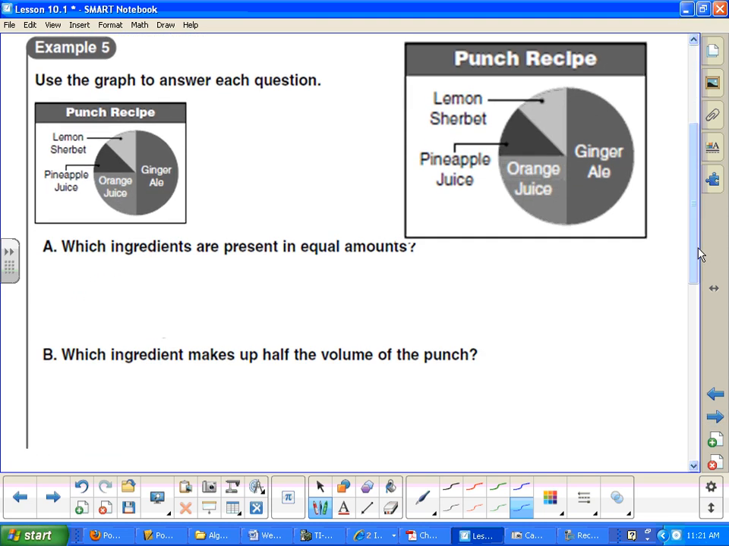All right. So here we have this punch recipe. We've got some lemon sherbet, pineapple juice, orange juice, and ginger ale. Their first question is, which ingredients are present in equal amounts? Shelby? Pineapple juice and lemon sherbet, because those parts of the circle graph are the same.